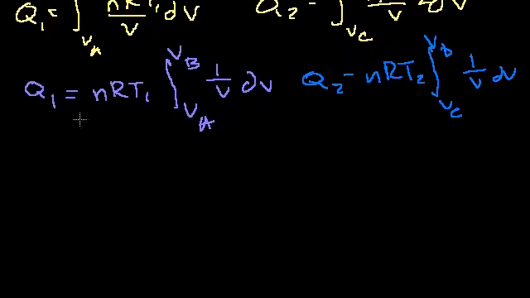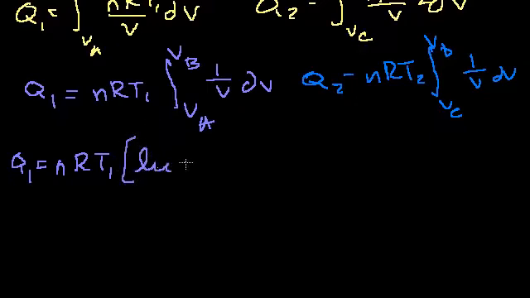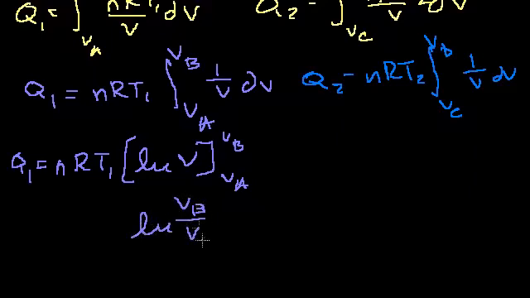The antiderivative of 1 over v is the natural log of v. So we get q1 is equal to nRt1 times the natural log of v evaluated at vb minus it evaluated at va. And q2, well, let me just solve this whole equation right here. So this is equal to what? This is equal to the natural log of vb minus the natural log of va, which is the same thing as the natural log of vb over va times nRt1, and all of that's equal to q1.